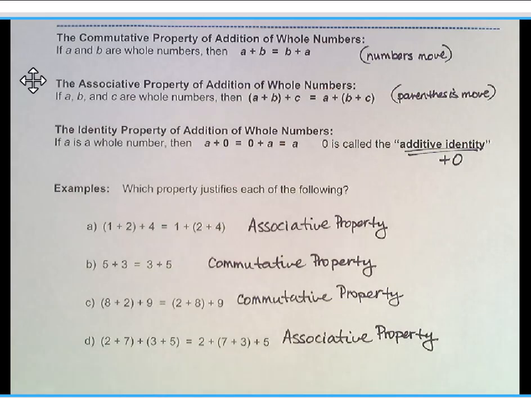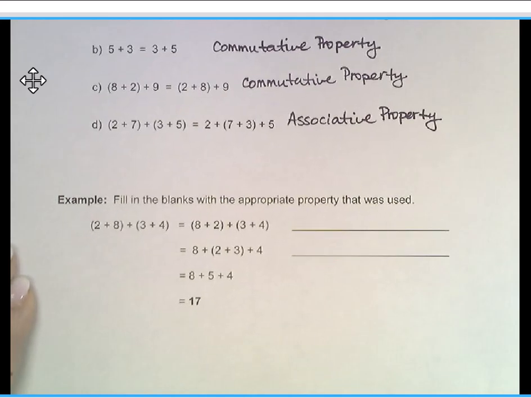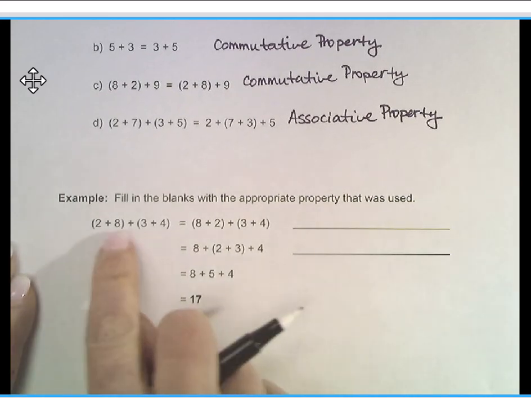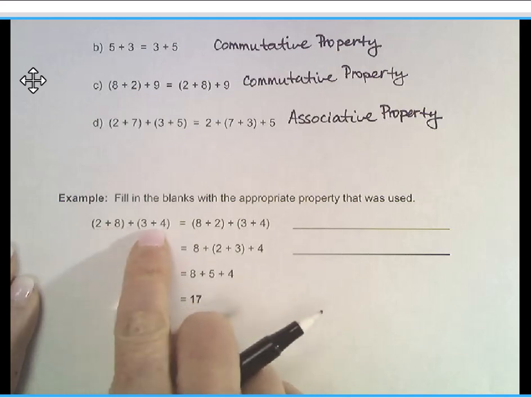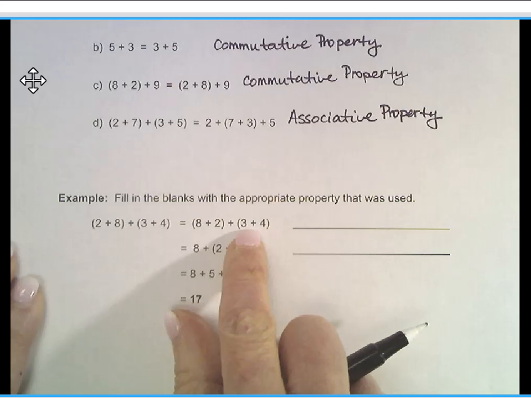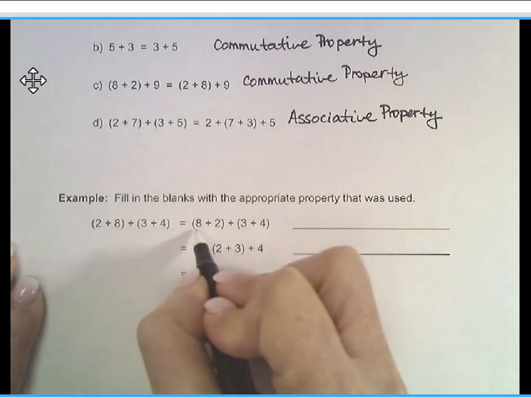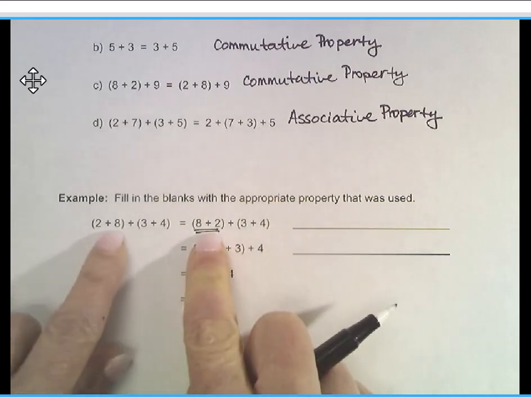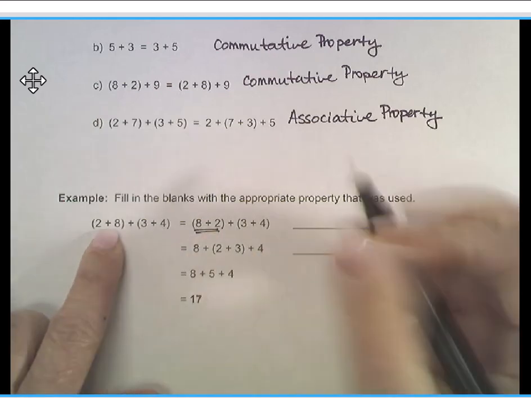All right. And one more little example here. It says fill in the blanks with the appropriate property that was used. Okay, 2 plus 8 plus 3 plus 4. They're saying that that is equal to 8 plus 2 plus 3 plus 4. So what I'm noticing is that the order here changed from what it originally was. So that would be commutative.